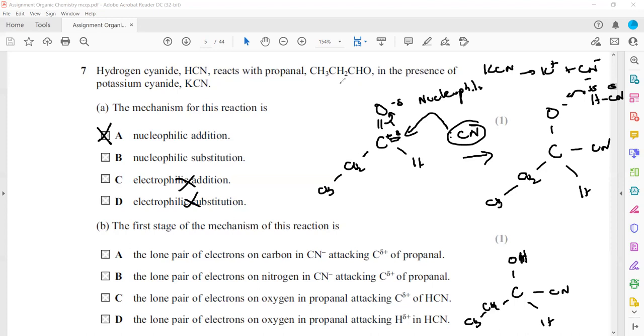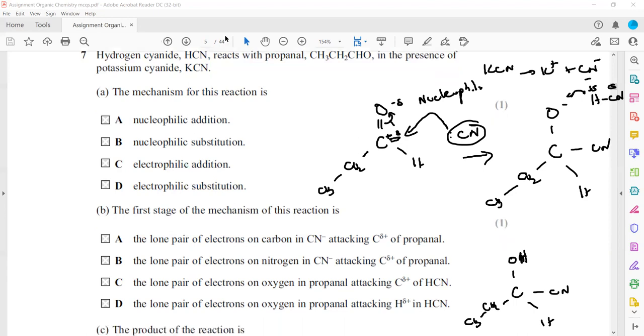Then the next part: the first stage of the mechanism, how the reaction started. What is the first stage of the mechanism? The lone pair of electrons on the CN group is attacking the partial positive carbon of the propanal aldehyde. That's true. This is what is happening. So that's why A is the right answer, because the reaction started when this lone pair attacked the partial positive carbon.